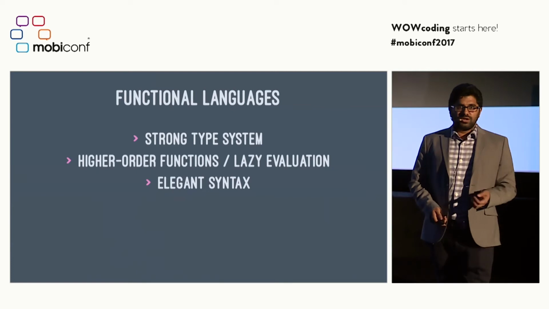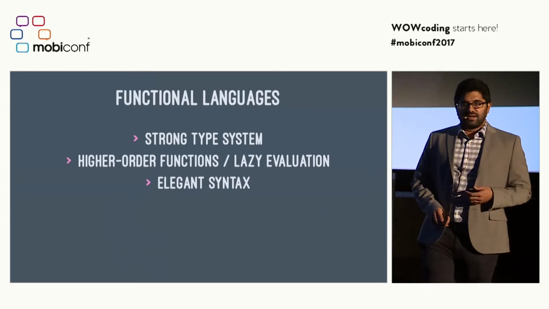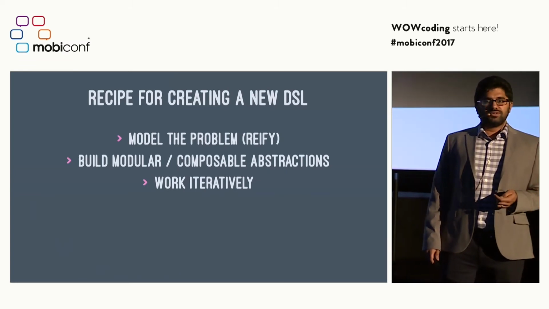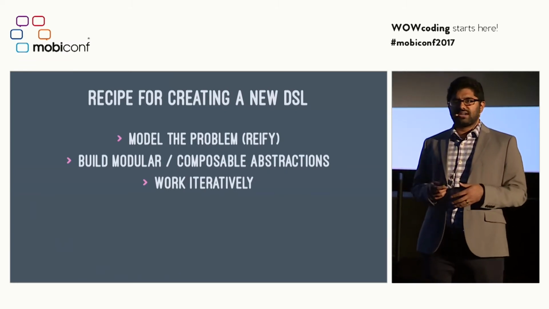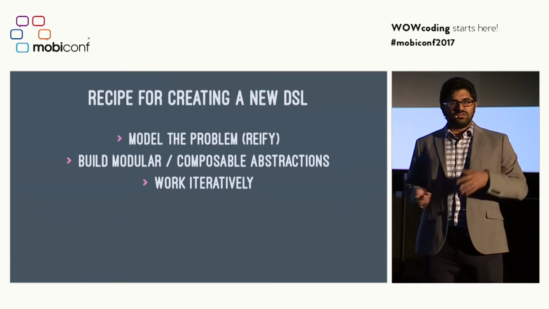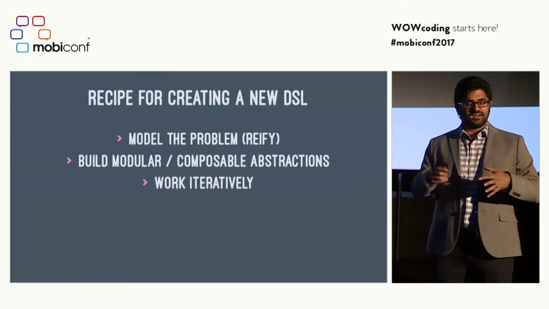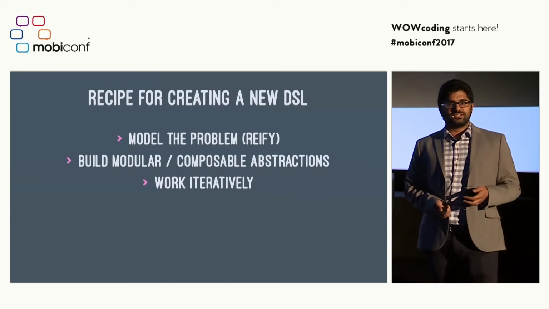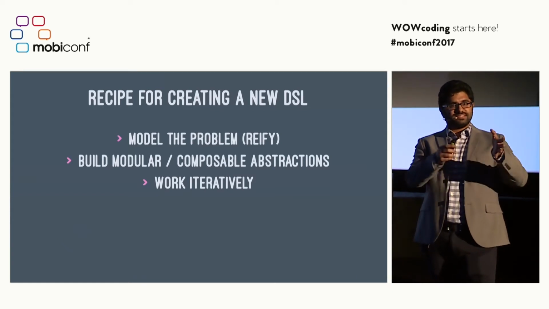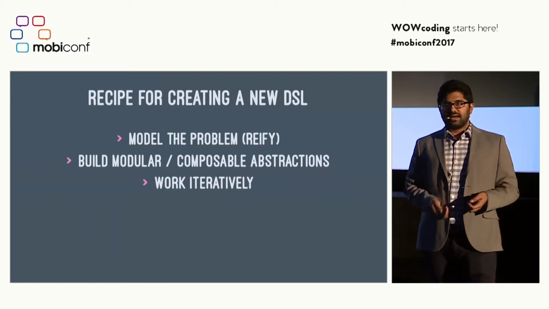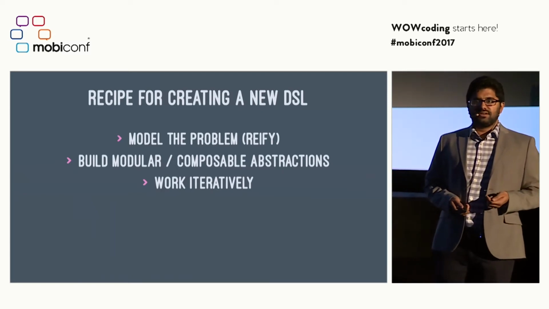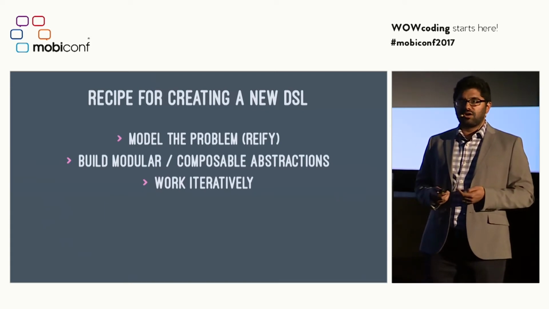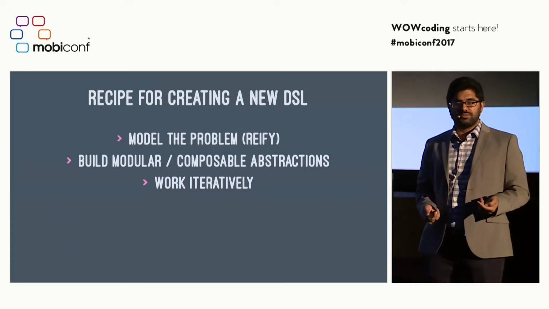Now, when I've created DSLs at Pinterest, I followed a few basic steps. One, we got to model the problem. So this requires you thinking kind of abstract about what you're trying to do, and then using the type system to actually define it. Second, you want to focus on building modular and composable abstractions that take your model and actually turn that intent into action. And then last but not least, work iteratively. Sometimes you might try to model a problem that's very big, and it might require multiple DSLs to actually accomplish.